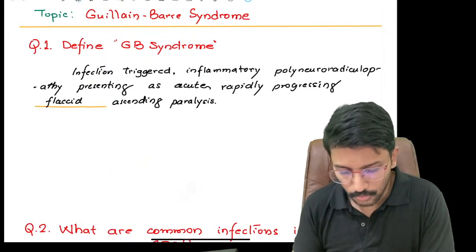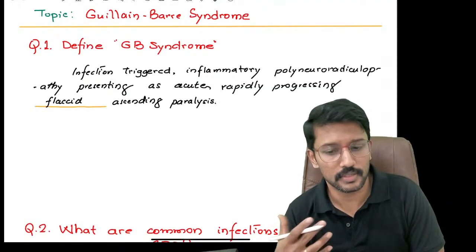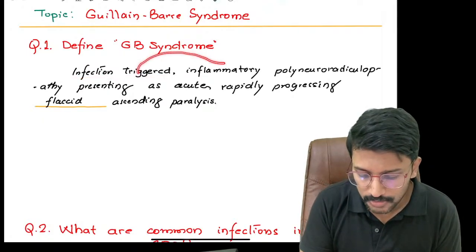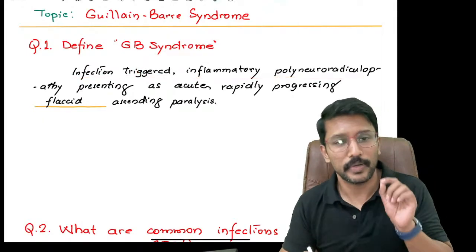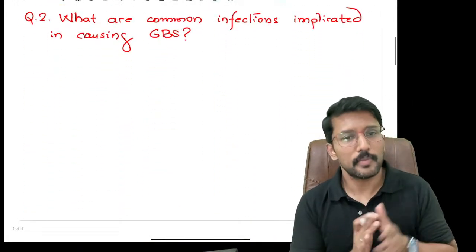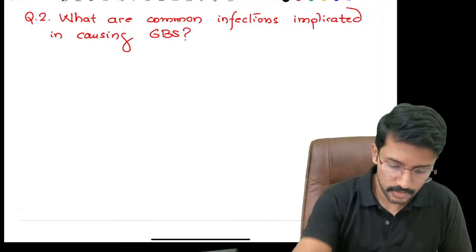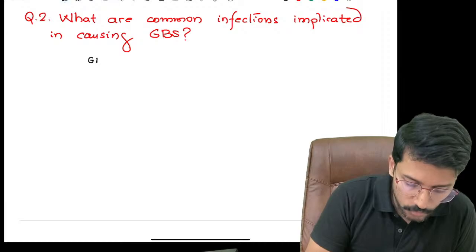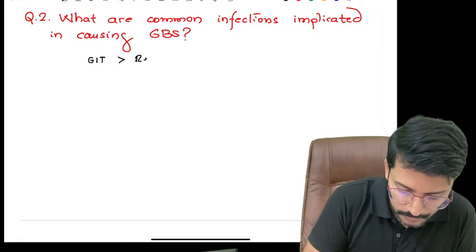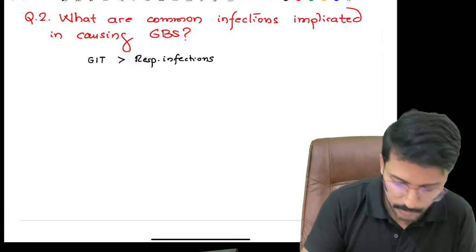So this is the definition of GB syndrome. Okay, obviously from the definition we understand a lot about the disease. First thing that we need to understand is which infection is responsible, how infection is linked to the inflammation of the peripheral nerves, right? So then comes the next question. What are the common infections which are implicated in causing GB syndrome? The first point to note here is that it is generally gastrointestinal tract infections are most commonly implicated, followed by the respiratory infections.